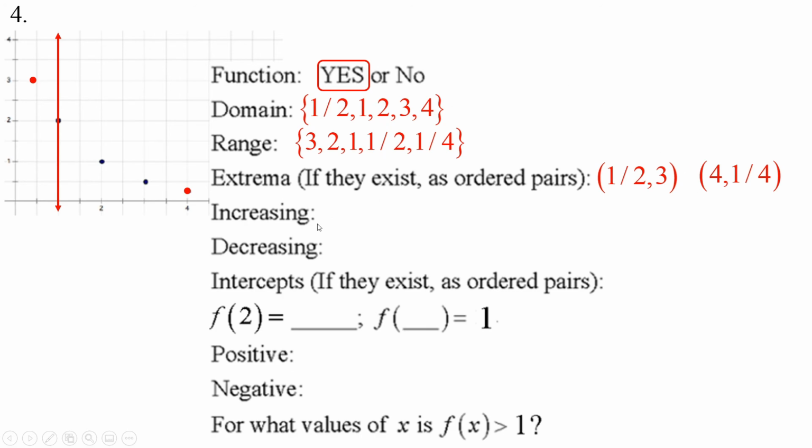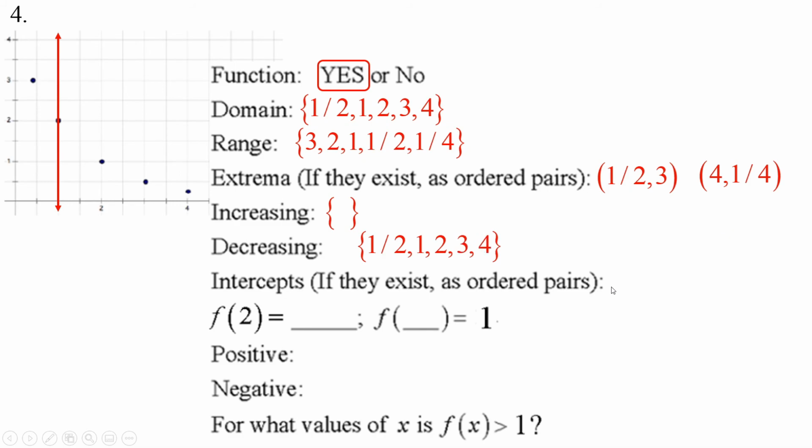Now, increasing or decreasing. Well, look at your scatter plot. These points are decreasing within its entire domain. So the increasing, it's never increasing. So that's the empty set. It's decreasing within its entire domain, so I'm just going to rewrite the domain. The set 1/2, 1, 2, 3, and 4.